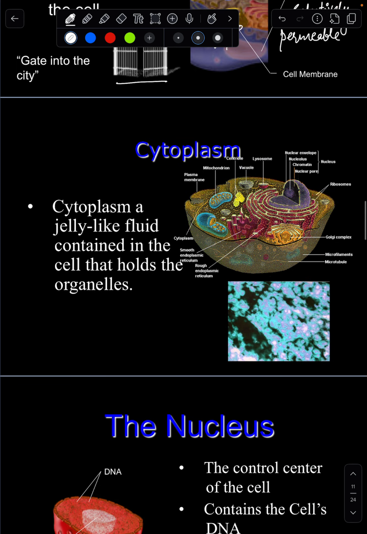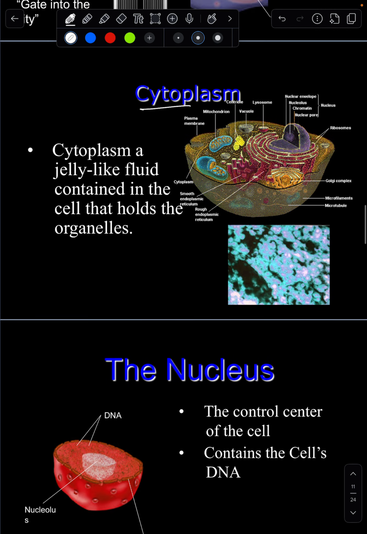Next is cytoplasm. Cytoplasm is a thick, clear, jelly-like fluid which is present inside all the cells. It is present inside the cell membrane, and most of the chemical reactions take place in the cytoplasm. It is a fluid present inside the cell. The cell organelles such as RER, vacuoles, mitochondria, ribosomes are all suspended in the cytoplasm.